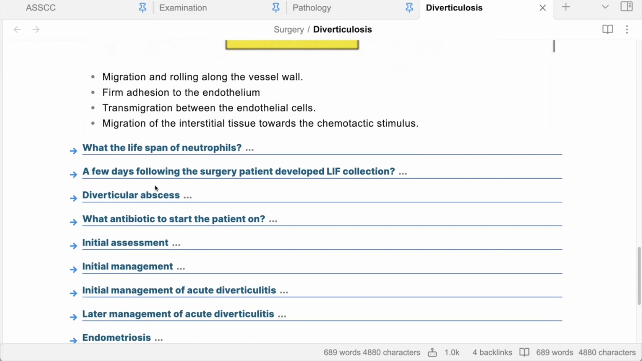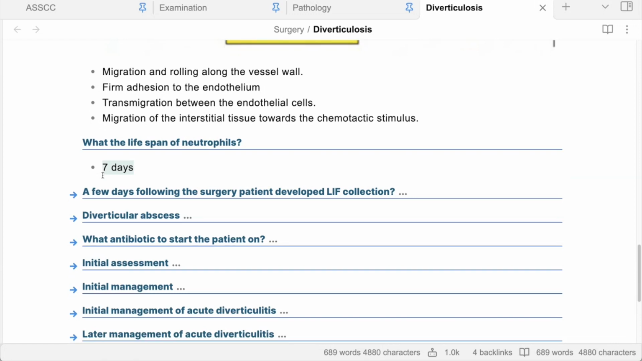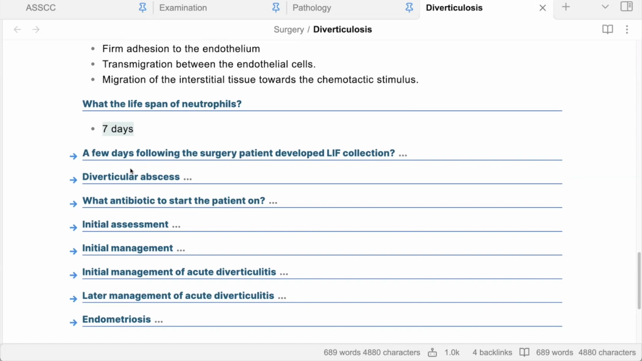What is the lifespan for neutrophils? Several days. However, I'm not convinced of this answer. It's 7 days, right? So 7 days will be the half-life for neutrophils. I know that you said several days, but it's 7 days. A few days following the surgery, the patient developed a left iliac fossa collection. How would you explain that? It's due to the intrapelvic collection and periuterine adhesions.